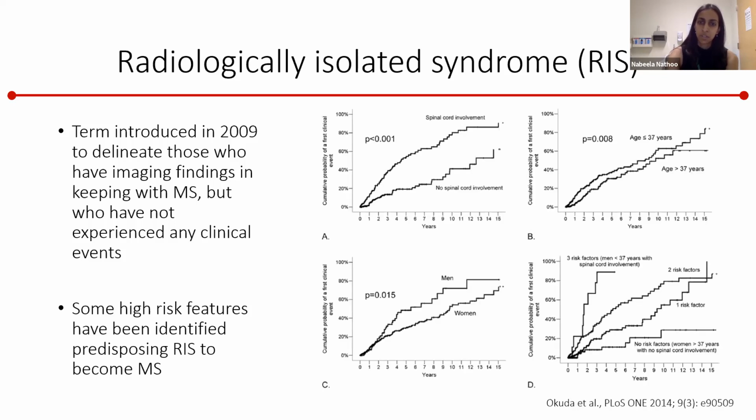So the high-risk features that have been described in this seminal paper published in 2014 are being a man versus a woman, being less than 37 years of age, and the presence of any spinal cord lesions, which included cervical and thoracic. And if you were to pick amongst the three characteristics, the one that's highest risk is having any spinal cord involvement. So if somebody comes in with a brain MRI that looks like RIS, it's very prudent to get a C-spine MR. And if people had 3 risk factors or more, they were much, much more likely to go on to develop a clinical event and become defined as MS.